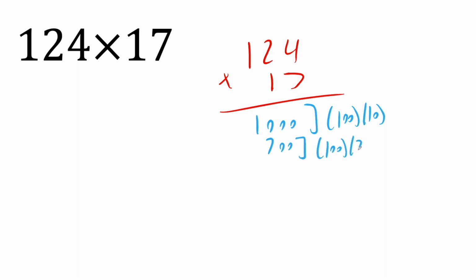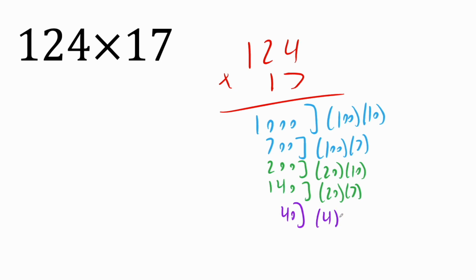100 times 7. This 2 represents 20. 20 times 10 is going to give us 200. So let's show that. 20 times 10. And then 20 times 7 is going to give us 140. So let's write this down, 140, and how we got it, we did 20 times 7. So now we have 4 times 10, which is going to give us 40. So 4 times 10, and 4 times 7 is going to give us 28. So we have 4 times 7.